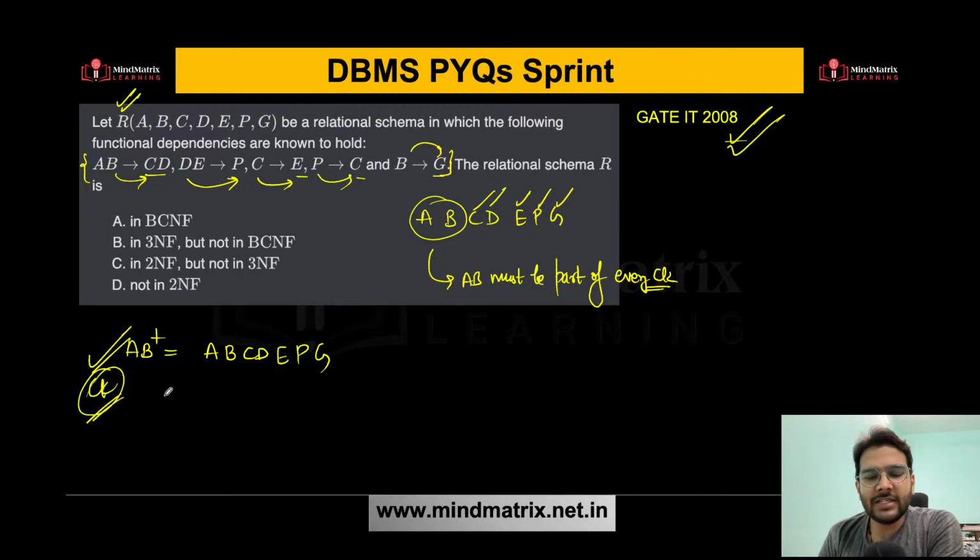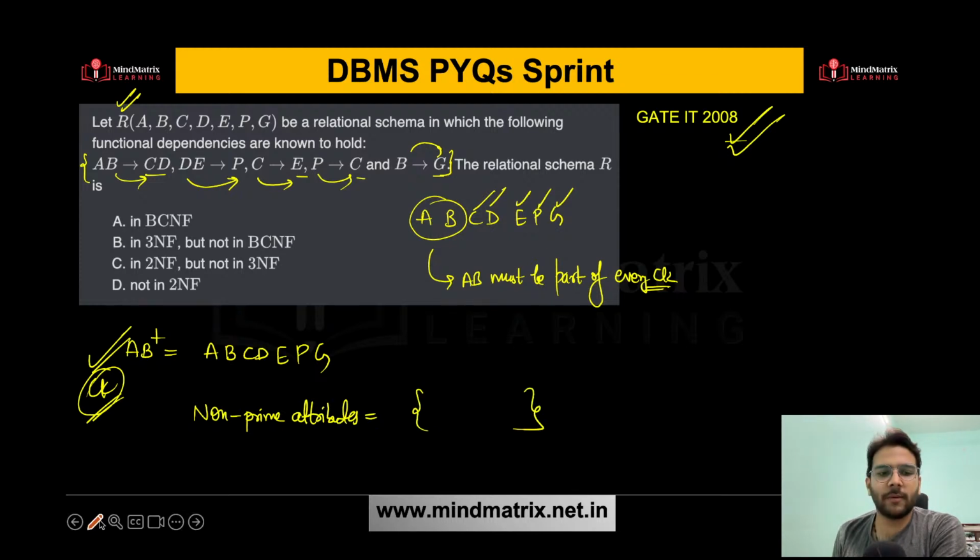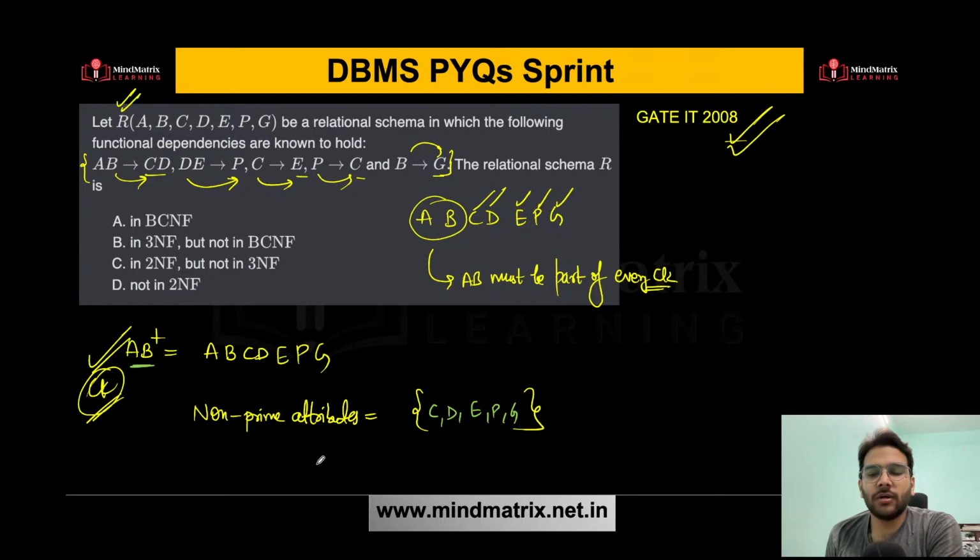Now tell me, is it in 2NF? First check for 2NF. Do we have any kind of partial dependency here? So what are your non-prime attributes? All other attributes other than AB. That means C is there, D is there, E is there, P is there, G is there. All these are your non-prime attributes. Now, do we have any kind of partial dependency here? Do you find any violation of 2NF?